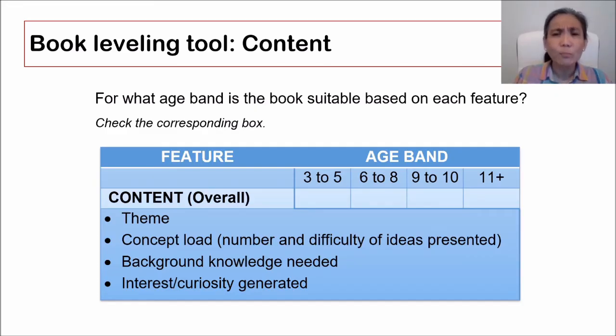The study targeted books for children 3 to 10 years old, and the book leveling tool considered 4 age bands: Level 1 for 3 to 5 years, Level 2 for 6 to 8 years, Level 3 for 9 to 10, and the last level for 11 years and older. The tool considered different features or dimensions. As you can see in this slide, for content, reader-related factors like interest and background knowledge were taken into consideration. And overall, for content, factors included what are considered as the deeper features of text complexity.